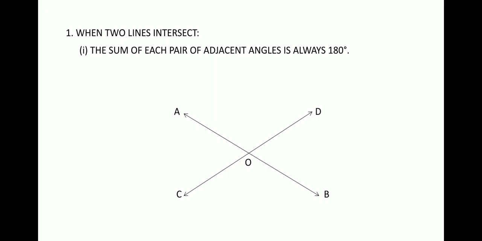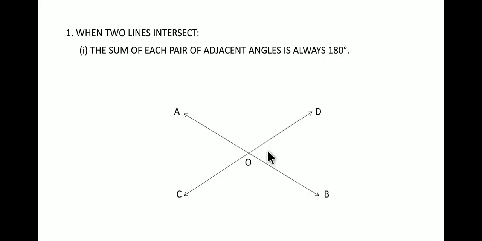We know what adjacent angles are. So over here, let's say that angle AOD, this angle over here, is adjacent with angle DOB. This angle DOB and this angle AOD are adjacent angles. So if you take this angle AOD and angle BOD, and take the sum of these two angles, then it will be equal to 180 degrees.